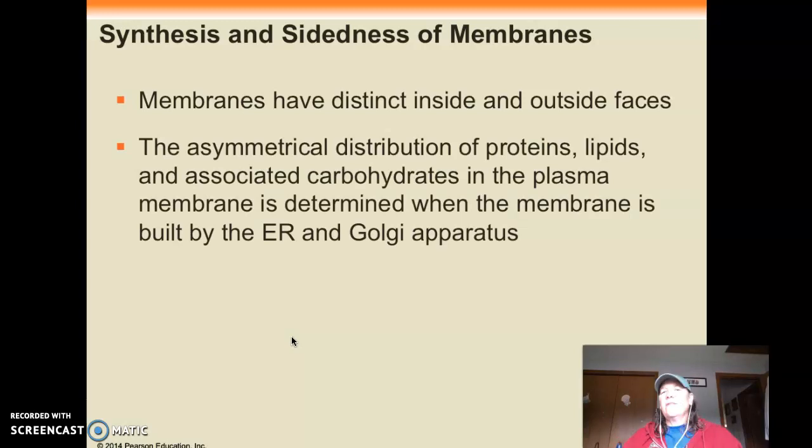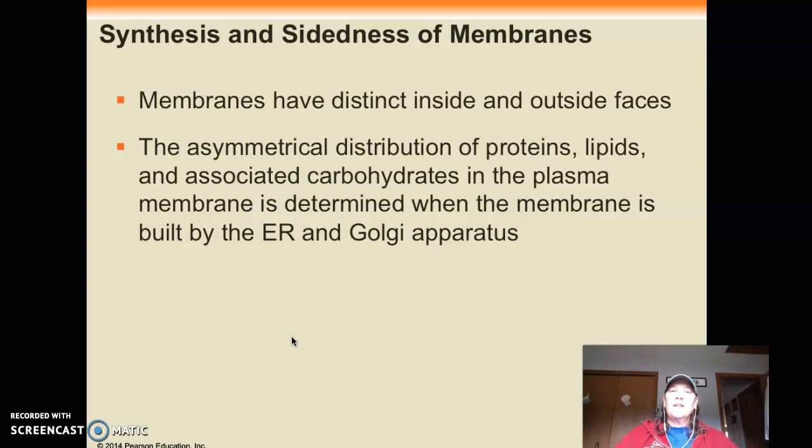The distribution of those proteins, remember, determines what that membrane can do. And so it's really determined by two things. The endoplasmic reticulum is what helps build the membranes, okay? Not only its own membranes, but the nuclear membrane, the mitochondrial membrane, the cell membrane, all the membranes inside the cell are built by the endoplasmic reticulum.